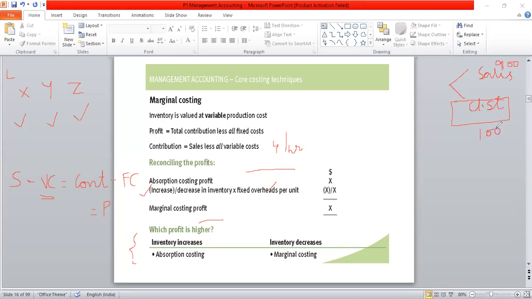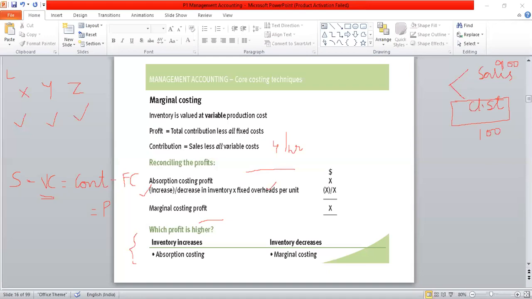So we need to know what is the cost which is charged to these 900 units and 100 units, because closing stock is moved to the next period. It goes to the next period as opening stock. So it's not just the units which go to the next period. Along with the units, a value also has to be taken to the next period. What is that value? How do we know what is that value?